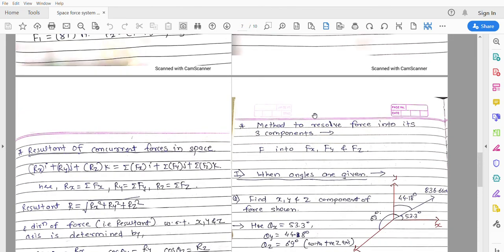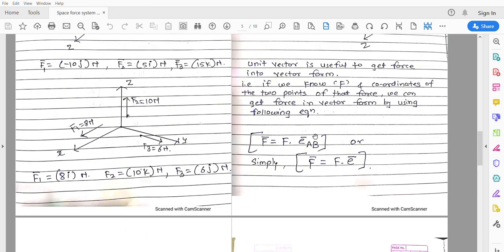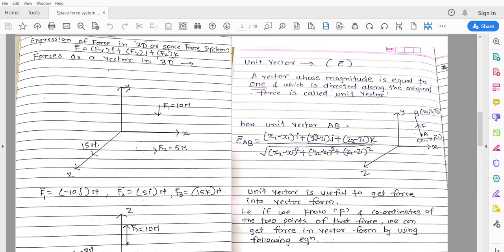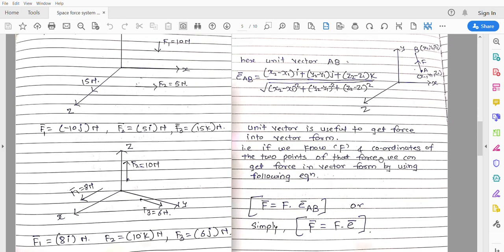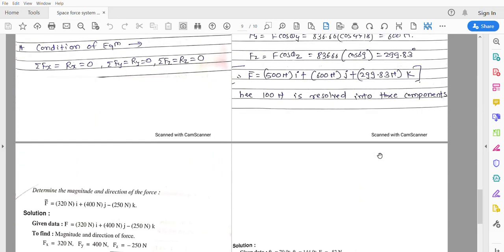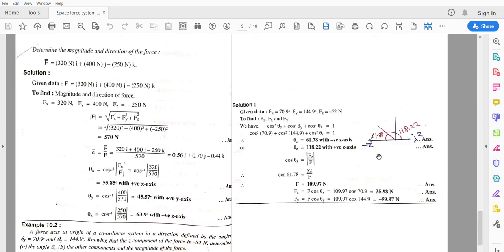As I said, there are three methods. This is one method. In the next lecture we will discuss how to resolve the force into Fx, Fy and Fz format, how to get these three values when a single force is given, but instead of angles, coordinates are given. And there is one more method, when the projection of the force in the plane of two axes is given. So there are three methods. Today we are done with the first method. In the next lecture we will discuss the remaining two methods.